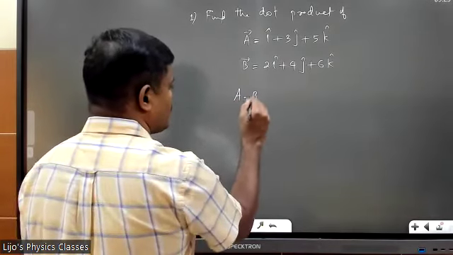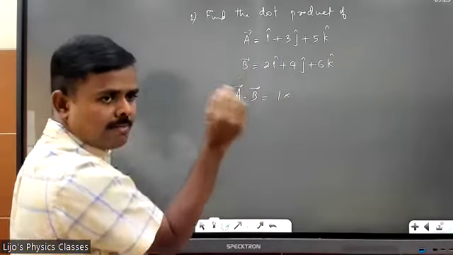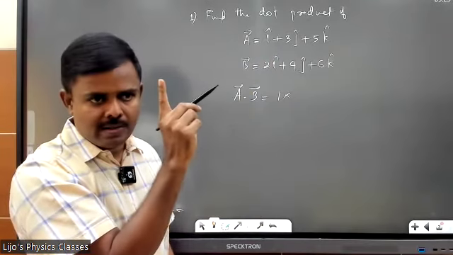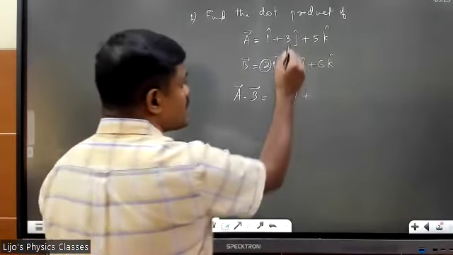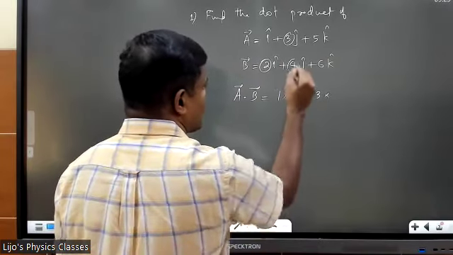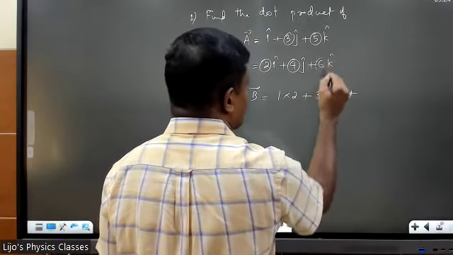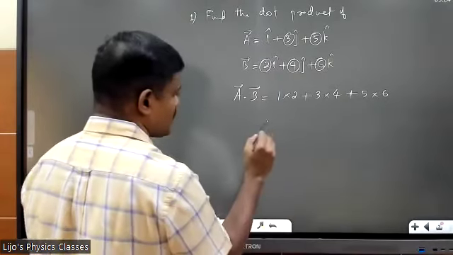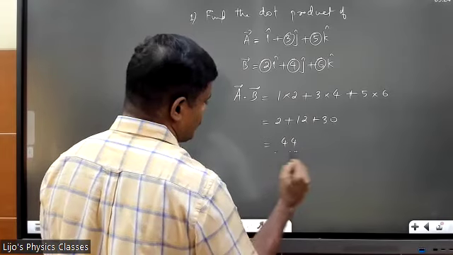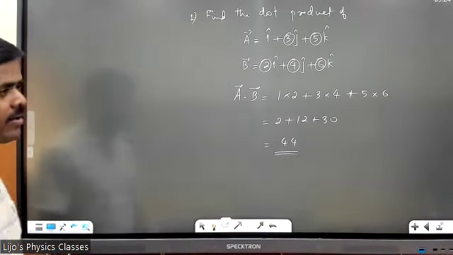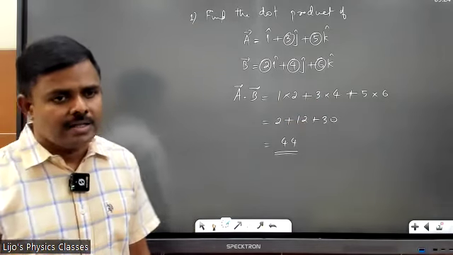So A dot B will be what? X components are multiplied, right? The X component here is 1i. Simply writing I means 1i. Into, what is the I component here? 2. Plus, J component is 3, J component is 4. K component is 5, K component is 6. 1 into 2 plus 3 into 4 plus 5 into 6: 2 plus 12 plus 30, 44. Look at that. The result is a scalar quantity. You started with vectors, but you ended up with a scalar quantity. That is why it is called the scalar product.